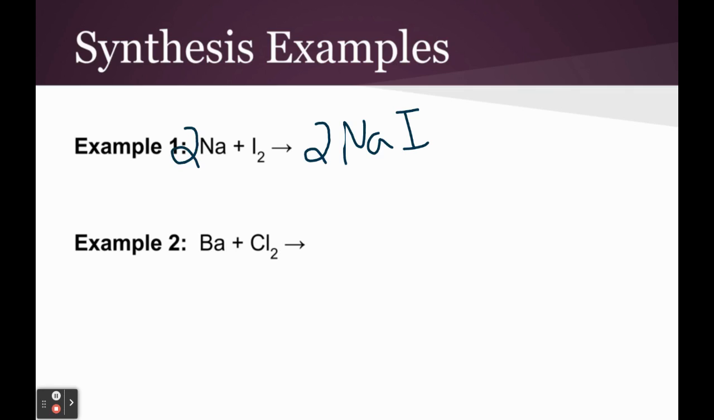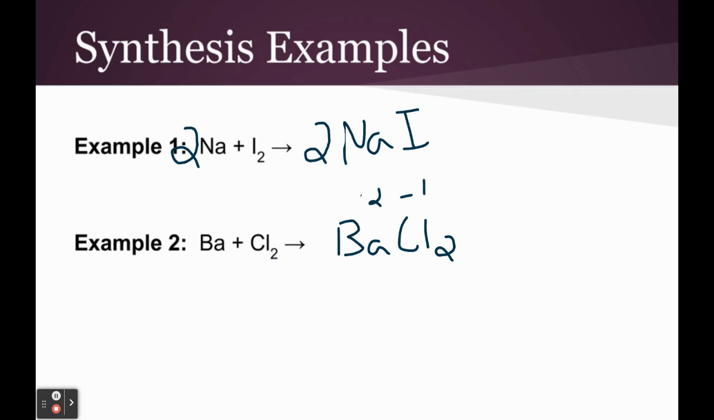Example problem number 2. Again, we're going to ignore this 2, and you're going to put the 2 reactants together. So barium and chlorine. Barium has a charge of +2. Chlorine has a charge of -1. So your formula is going to be BaCl2.